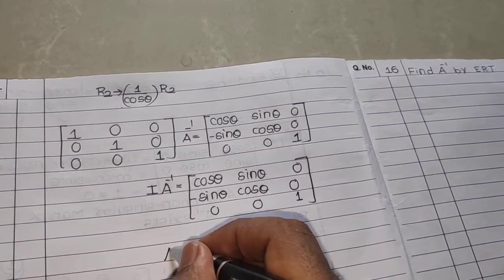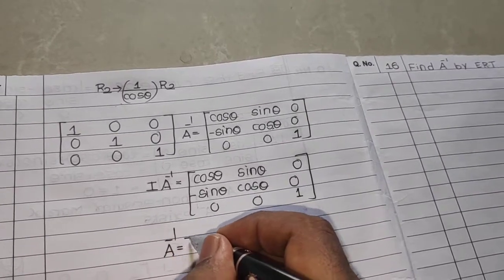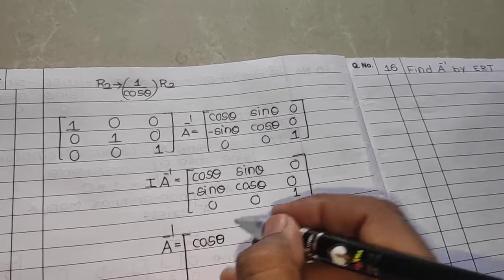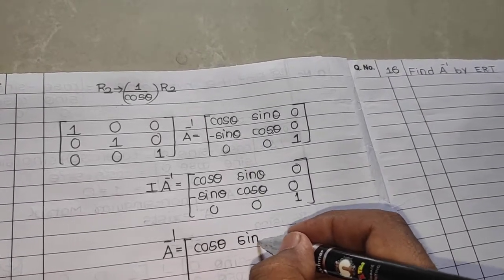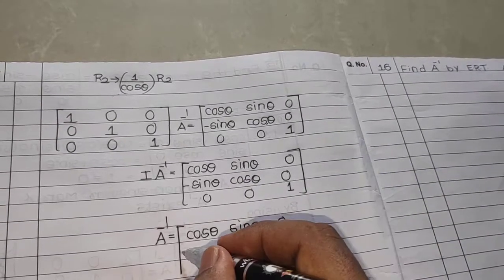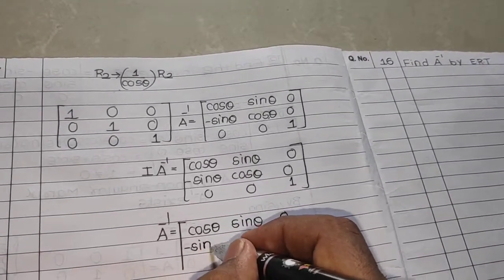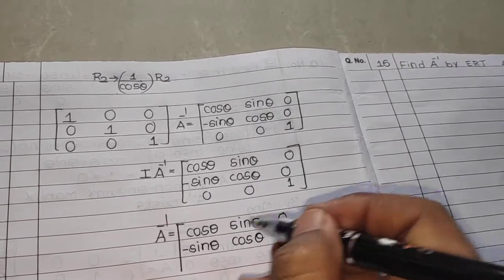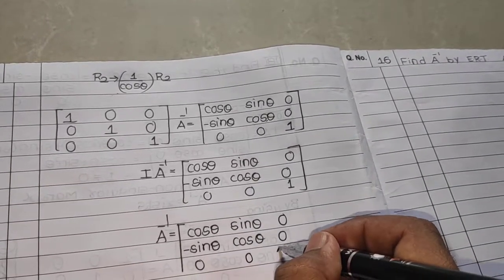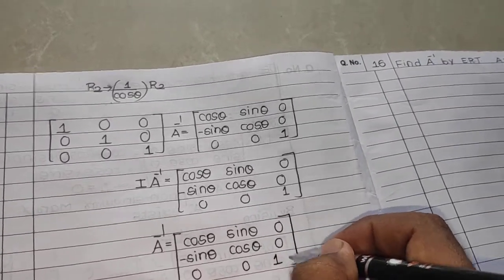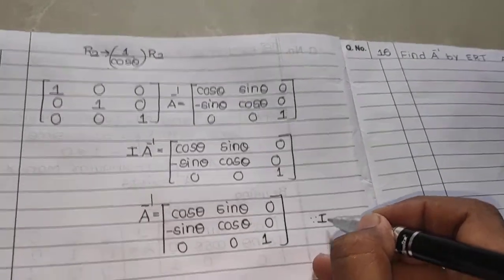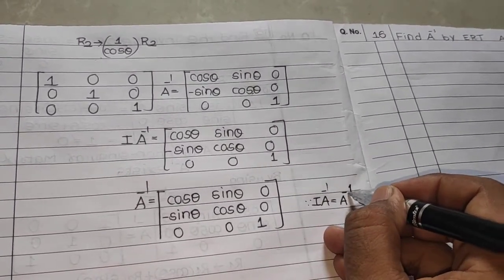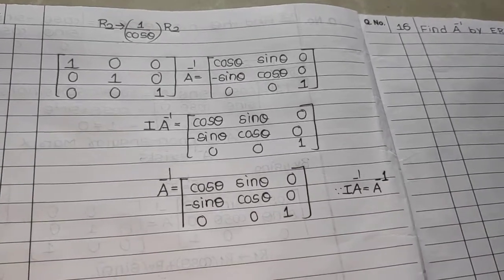So I into A inverse is equal to A inverse, and that's what our answer is. A inverse is cos theta, sin theta, 0, minus sin theta, cos theta, 0, 0, 0, 1. Since definitely we can put the operation over here, I into A inverse is equal to A inverse. I hope the operation is clear to you.